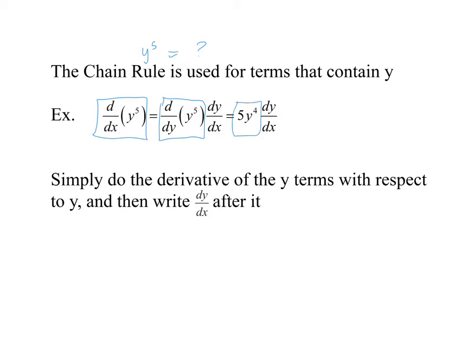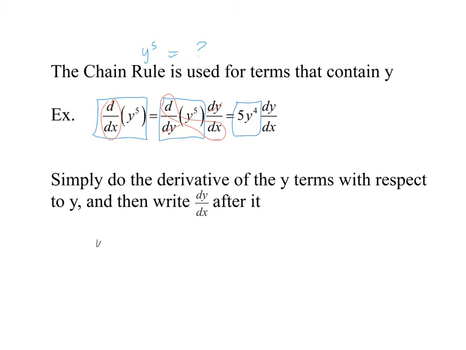Derivative of y to the fifth with respect to y is 5y to the fourth. We just use our normal power rule. But because we did the derivative of y with respect to y instead of x, we have to times it by dy/dx. And you can kind of see, if you think of it like units, this dy and this dy would cancel. So what we'd have left over is the same d/dx that we wanted in the first place. So basically the trick is we just do the derivative of the y term, whatever it is.